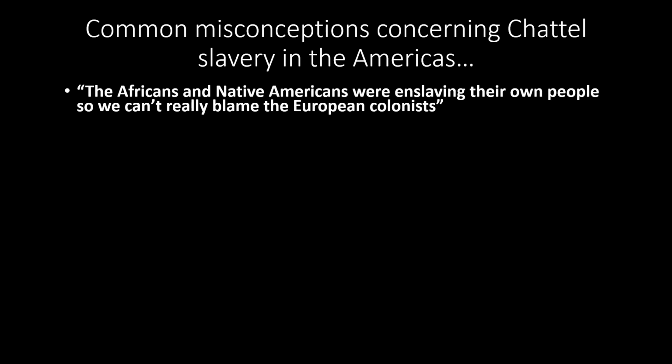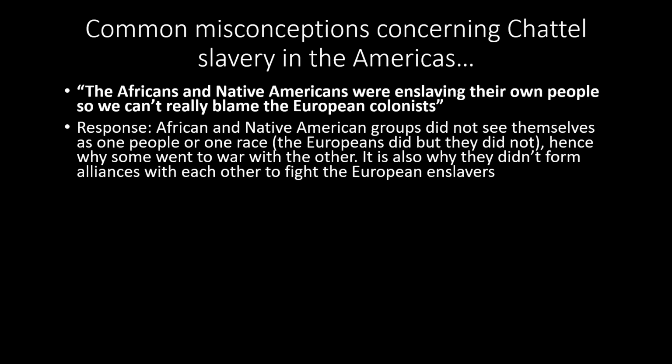So for example, there's often this claim that Native Americans and Africans were enslaving their own people, so we really can't blame the European colonists. My response is that, first of all, African and Native American groups at this time did not see themselves as one people or as one race. Granted, the European enslavers saw them as one people or one race, but these folks did not. These were folks who saw themselves as different nations, different tribes, different family groups, different kin groups, but they did not see themselves as one race.